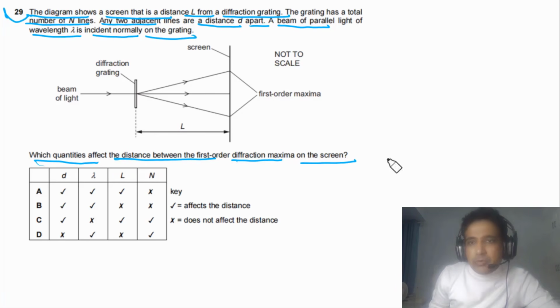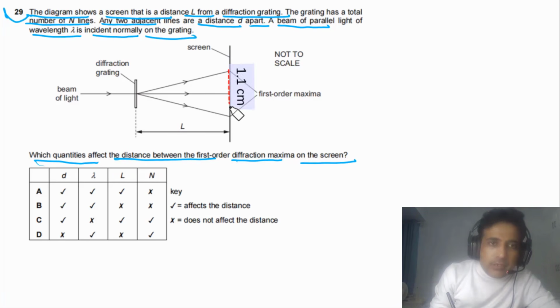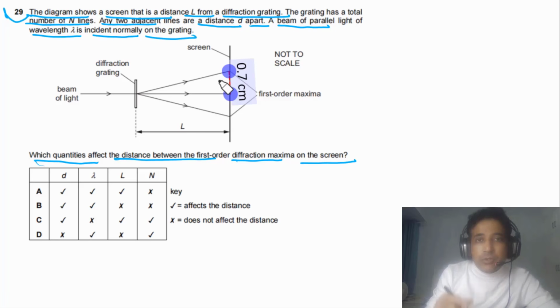I mean how this distance is affected. So this distance, or simply we can take half of this one, is the distance from the center maxima to the first order maxima. How is this distance affected?